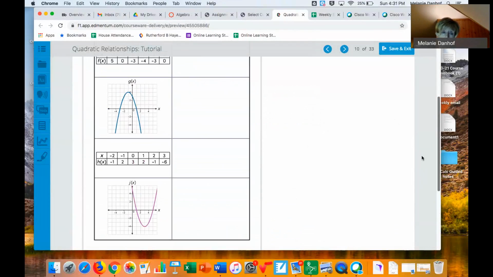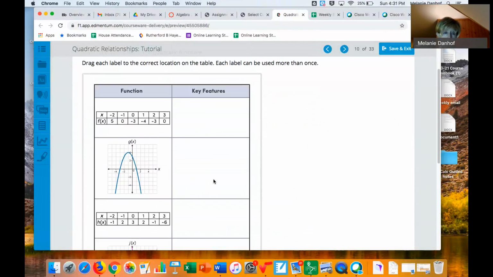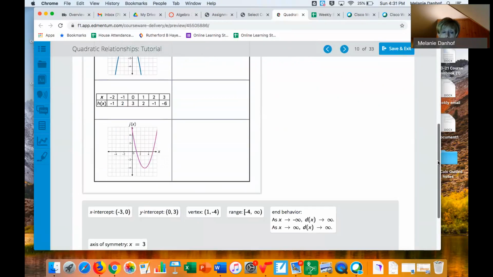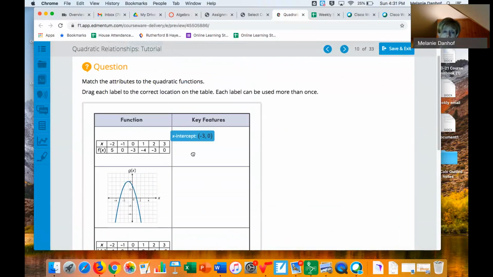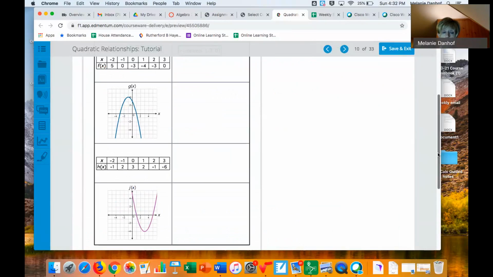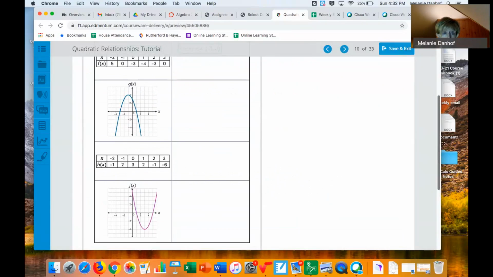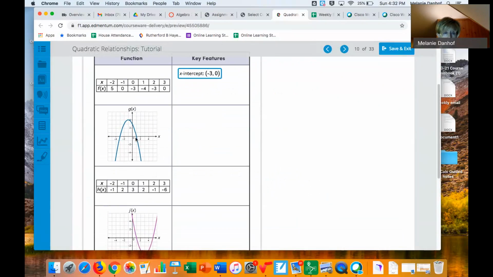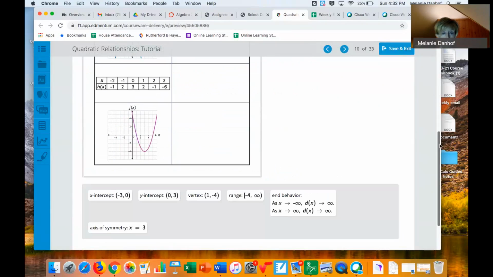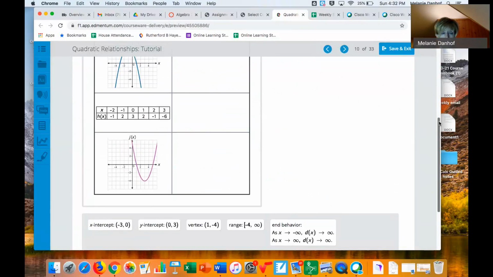Well, if we look up here, an x-intercept, do we cross the x-axis at -3, 0? Yes, so that is going to be one of our key features. Let's see what our other options are here. So since we've got the x-intercept, we have another x-intercept, by the way, at 1, 0. I wonder if we have that option down there. Nope, they don't give us that.